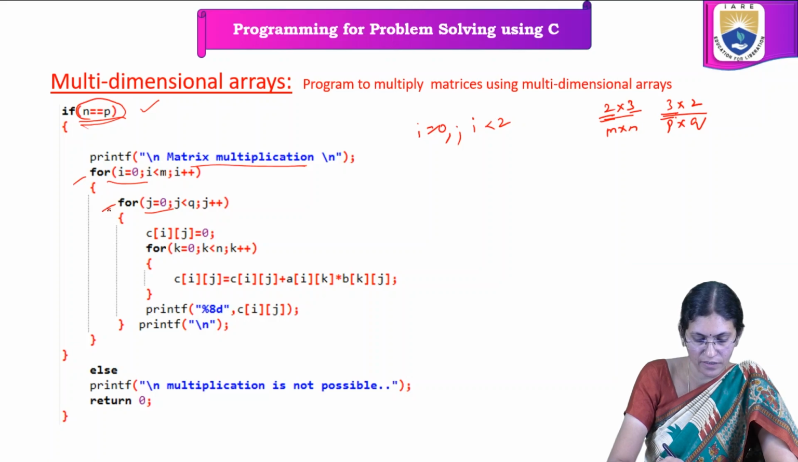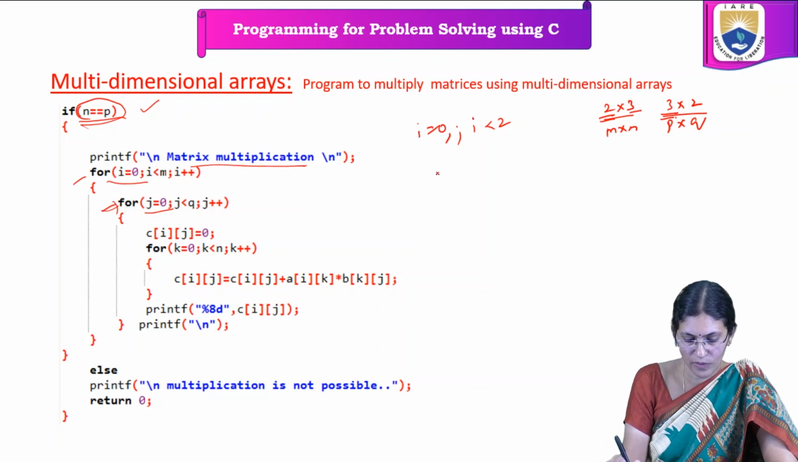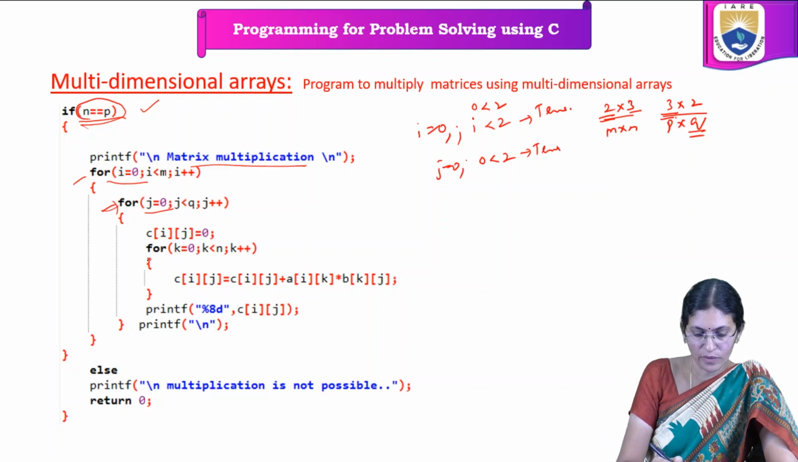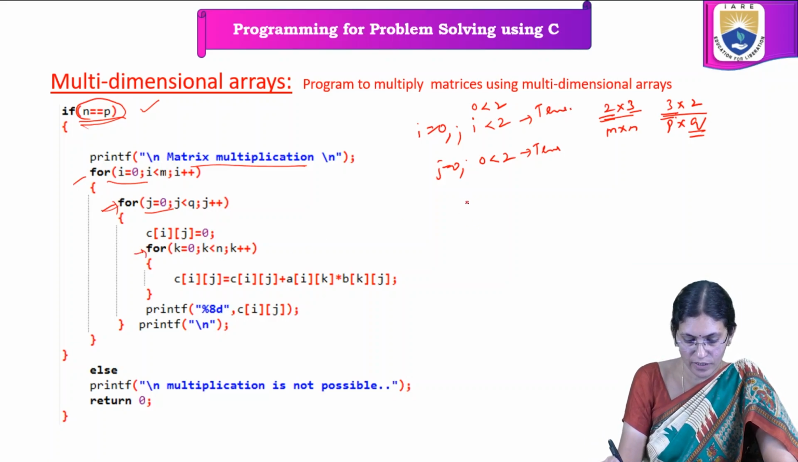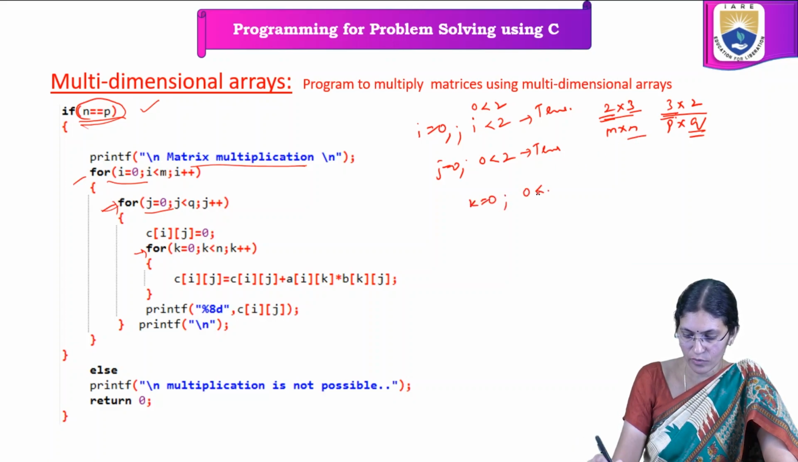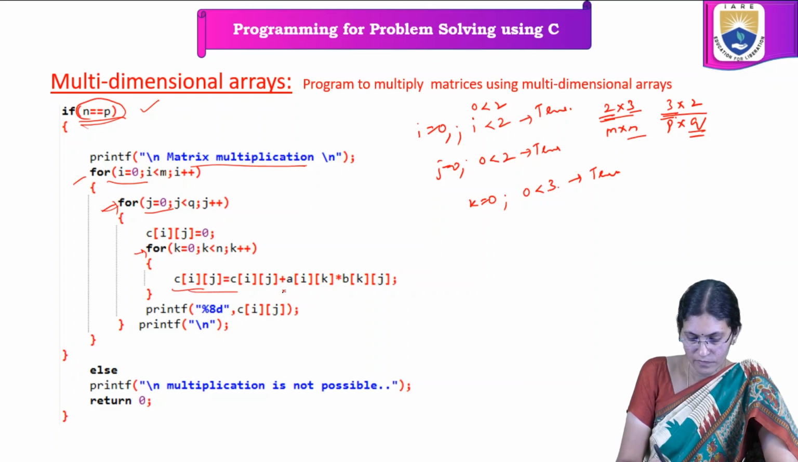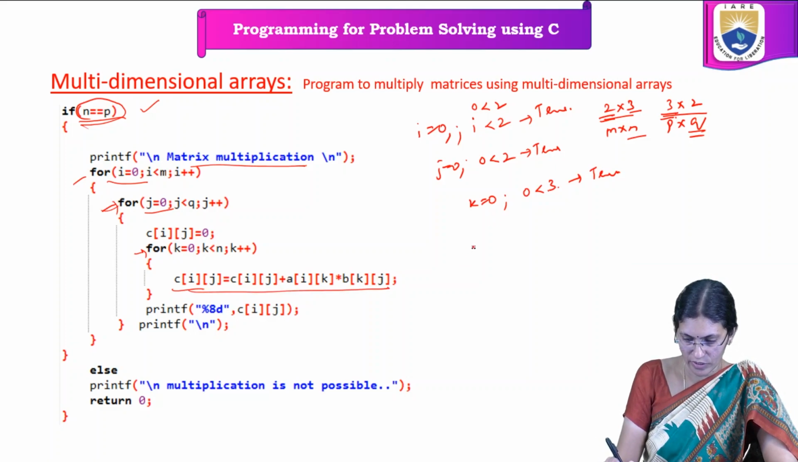Therefore it will enter the inner for loop. In this for loop, J is equal to 0. So here J is equal to 0, and 0 is less than Q. Q is 2, so this condition is true. Here 0 is less than 2, this is also true. Therefore it will enter this inner for loop. Here in the innermost for loop, K is equal to 0. So 0 is less than N. N is equal to 3 here. So this condition is true. Therefore this statement will be executed.